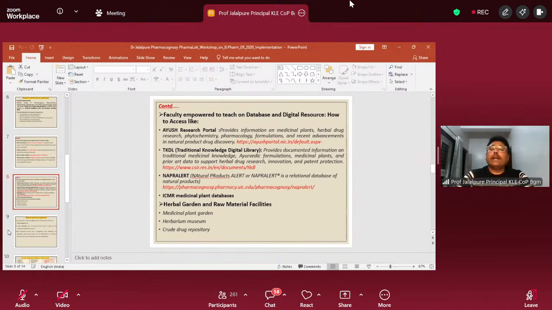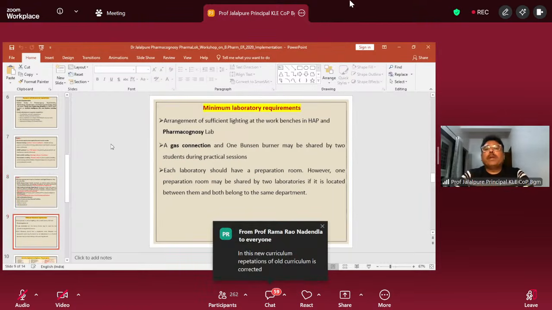Then herbal garden and raw material facilities should be there in each and every college, because it is mentioned in the syllabus: a medicinal plant garden, and a lot of species need to be there. Through these medicinal plant gardens, we can create awareness about medicinal plants. Then a herbarium museum also has to be there in the institute. Some space has to be identified as per the new syllabus, and a crude drug repository also has to be created and all these crude drugs kept properly. We can show our students how the morphological and macroscopic characters of these crude drugs can be studied, and they should be physically available in the laboratory.